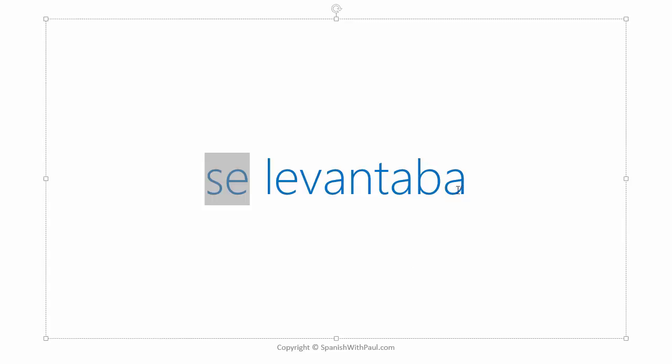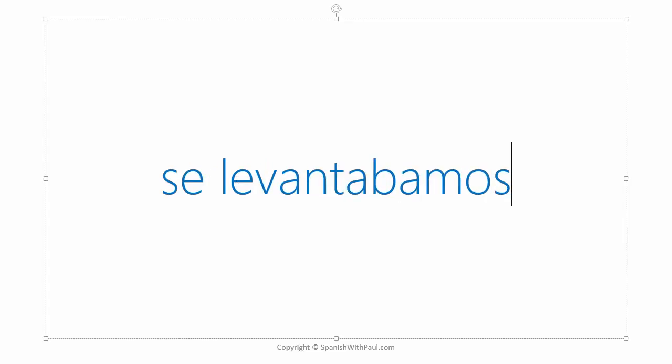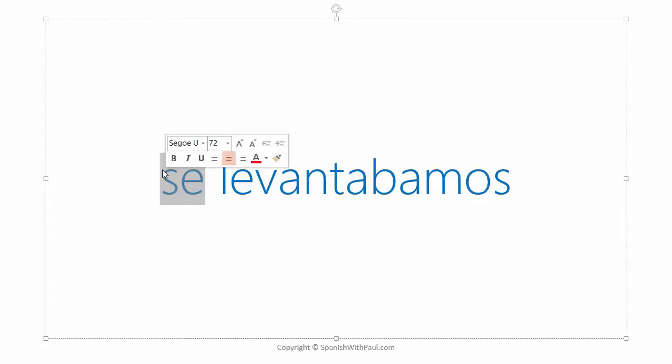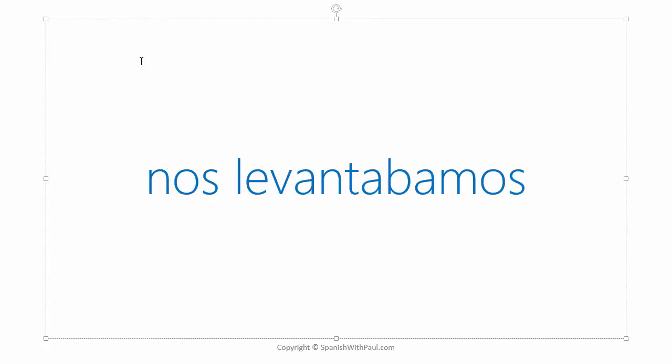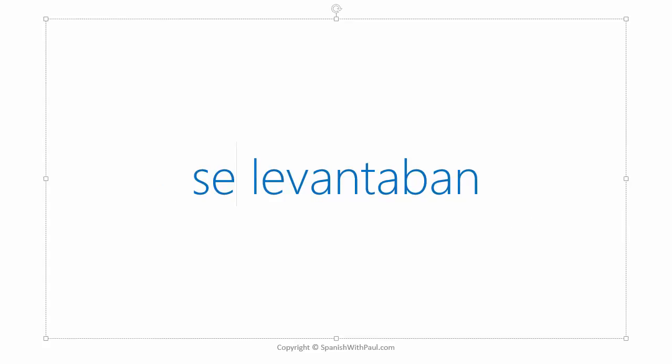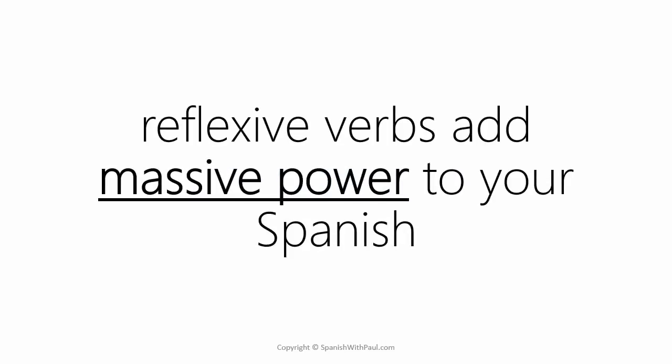Then we have we. So you have levantábamos. Let's do the syllables here. Levantábamos. And here we switch to nos. Nos levantábamos. We were getting up. And then this goes to an N for they. Levantaban and se. Se levantaban. They were getting up.